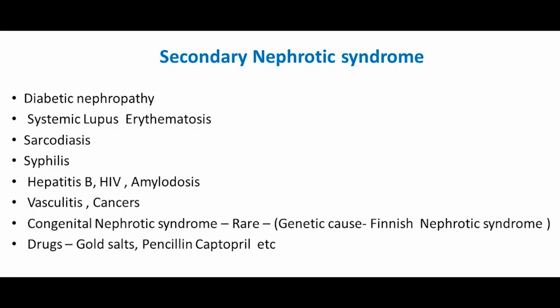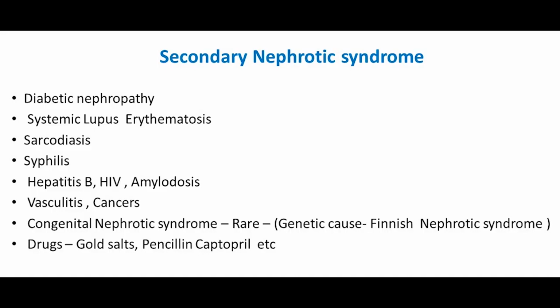Now, short information about secondary nephrotic syndrome also. This is caused by factors away from the kidney. Some factors other than the kidney are responsible for nephrotic syndrome, and they are considered under secondary nephrotic syndrome. The causes are diabetic nephropathy, systemic lupus erythematosus, sarcoidosis, syphilis, hepatitis B viral infection, HIV, and amyloidosis. In amyloidosis there is also a deposition of amyloid in the glomerulus. Then vasculitis, some cancers, and one rare variety, congenital nephrotic syndrome.